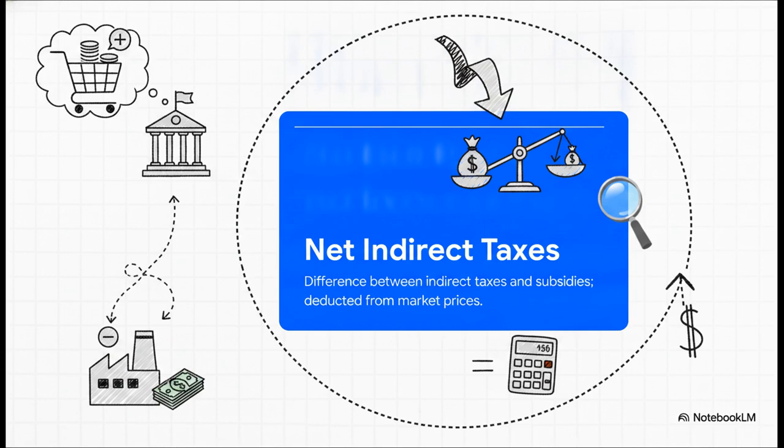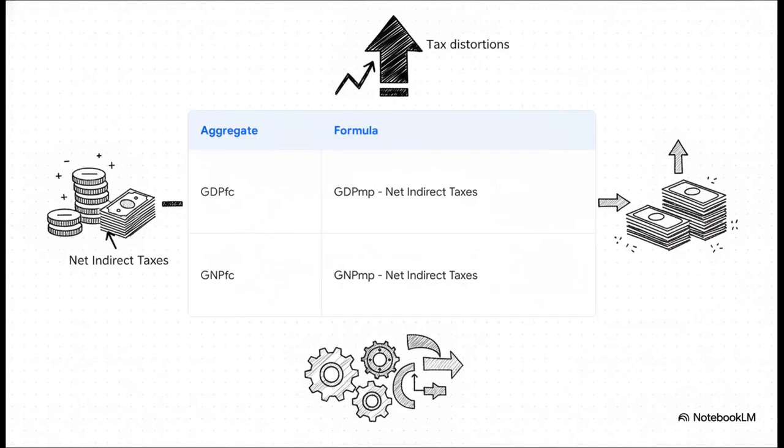Market prices are inflated by indirect taxes, which are emphatically not a part of factor earnings. Conversely, governments sometimes provide subsidies, which artificially depress market prices below the true cost of production. To find the real cost, we must calculate net indirect taxes, which is the mathematical difference between indirect taxes and subsidies, and systematically strip this distortion away. By subtracting these net indirect taxes, we successfully bypass tax distortions to arrive at gross domestic product at factor cost and gross national product at factor cost.